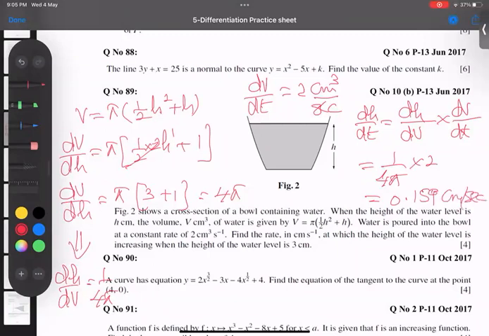So Alhamdulillahi Rabbil Alameen, you understood very well how I dealt with question number 89. In this way, we have covered the topic of rate of change. Chalo.